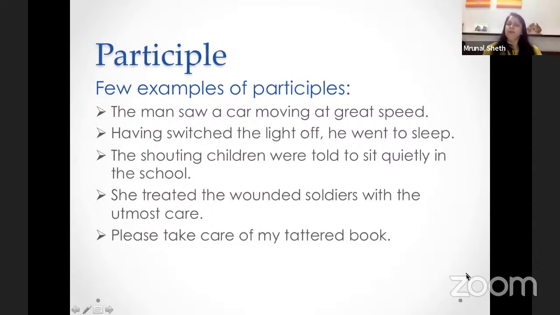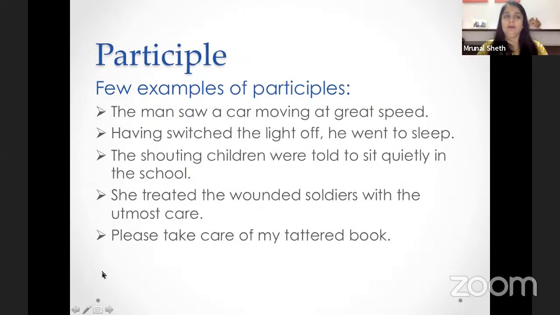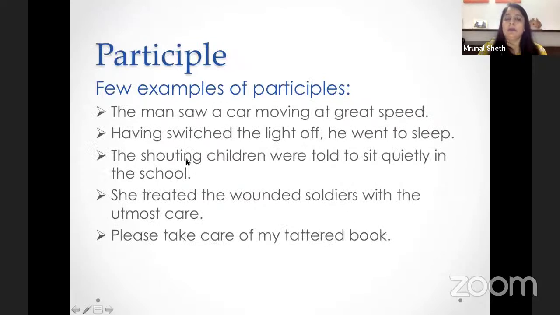Some examples of participles. The man saw a car moving at great speed. So here the participle is moving, right? Here the car moving. Moving is a participle. What kind of a car? A moving car. So moving is modifying a noun.